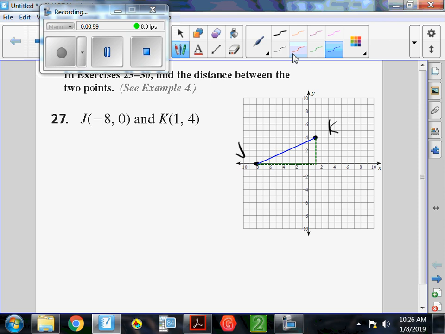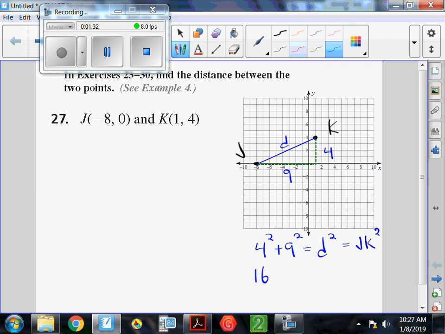and then I can count the boxes. So on the bottom of the triangle I have 9 boxes. On the vertical, or the right side of the triangle, I have 4 boxes. And so using the Pythagorean theorem, 4 squared plus 9 squared is going to be equal to my distance squared, or I could say d squared. Your book might also use the notation JK squared. JK is the length of segment JK.